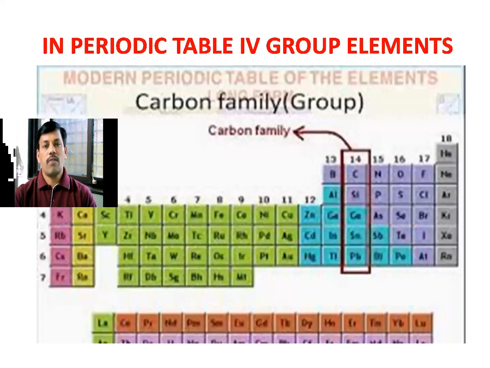See, in the long form of the periodic table, if you see in the picture, the location of the carbon family is on the right hand side. On the right hand side, this one is 14, indicating group 14. This is the carbon family. In this carbon family, we have carbon, silicon, germanium, tin and lead. All these elements come under the carbon family.